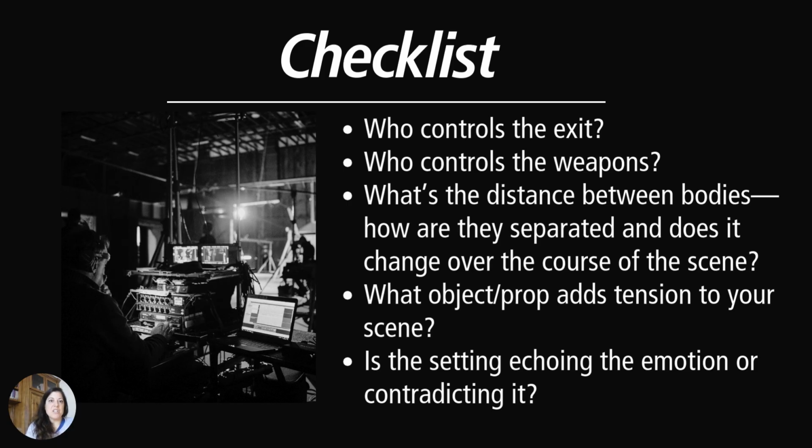So here's a quick checklist for you to see if you've added all the tension you can possibly add to this scene. Who controls the exits in the scene? Who controls the weapons? Is it the same person? What's the distance between the characters in your scene? How are they separated with your props? And does it change over the course of the scene? Do they slowly move closer together or further apart? What objects or props are adding tension to your scene? And is the setting echoing the emotion or contradicting it?